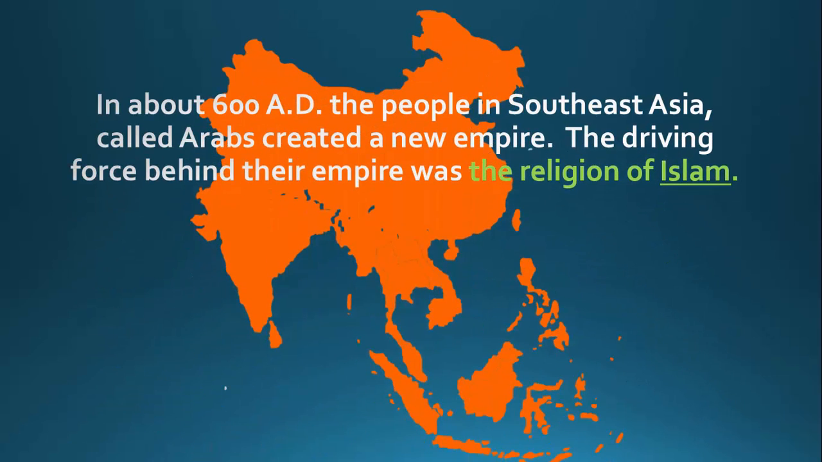In about 600 AD, the people in Southeast Asia, called Arabs, created a new empire. The driving force behind their empire was the religion of Islam. Pause your video now and fill in your vocabulary word from this page.